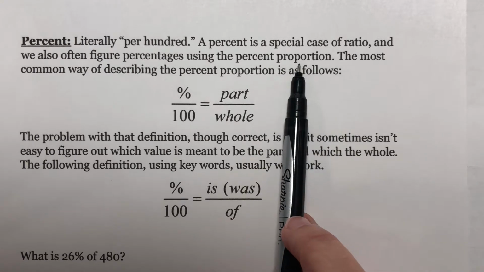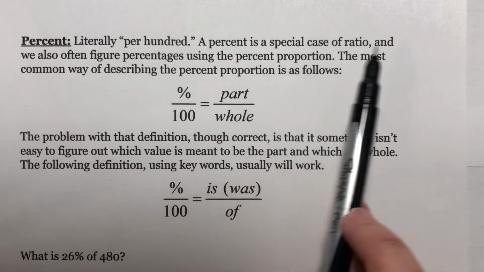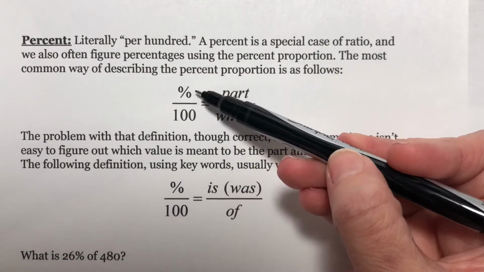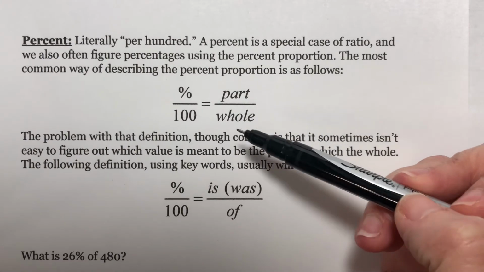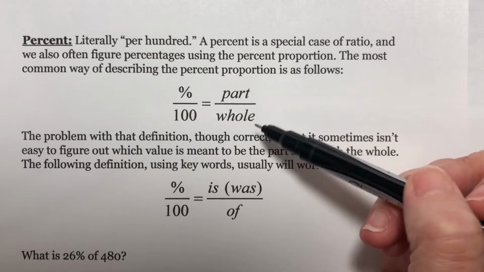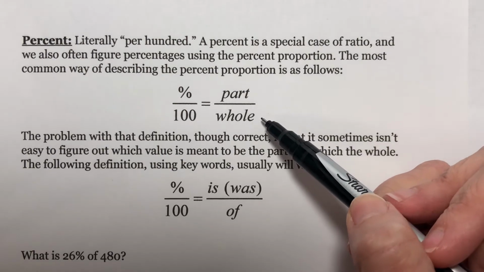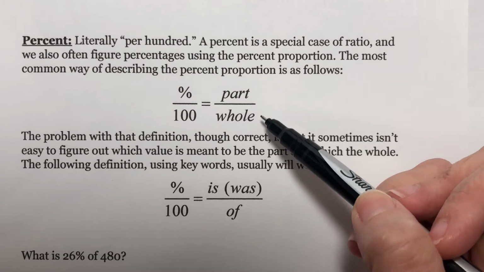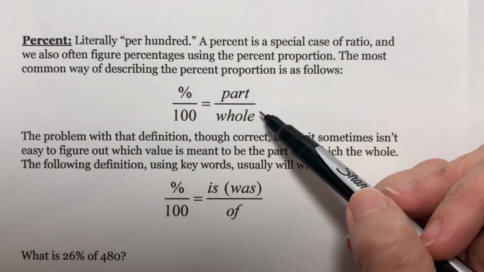There's also the percent equation, but we're going to concentrate on the proportion here. The most common way of describing the percent proportion is as follows: the percent over 100 is equal to the part over the whole. The problem with this is that sometimes it's hard to figure out what is supposed to be the part and what is supposed to be the whole. It's not always the small number over the large number because we can have percentages larger than 100. So we need another way of doing this.